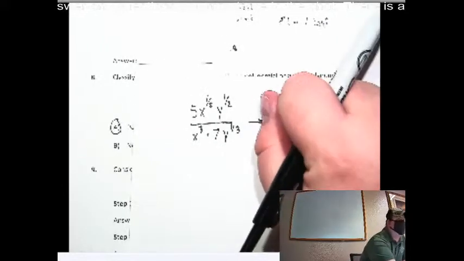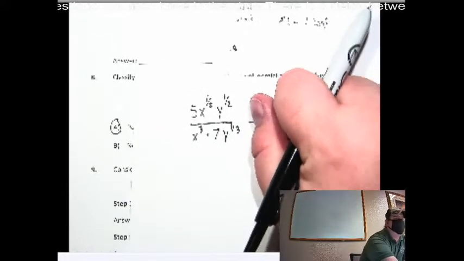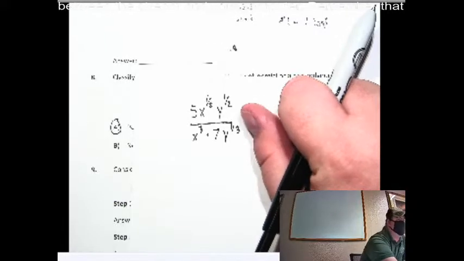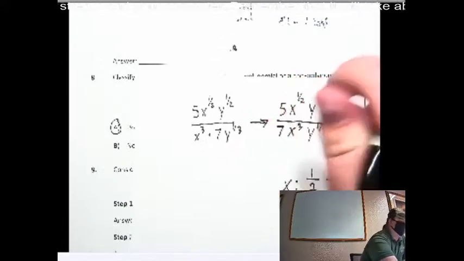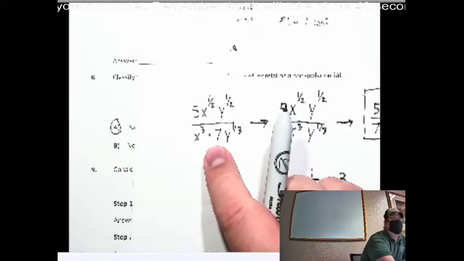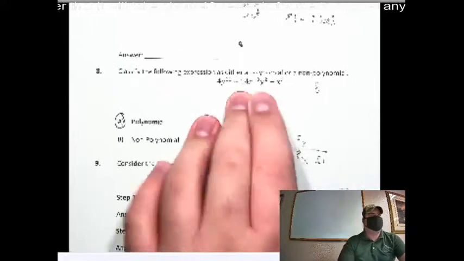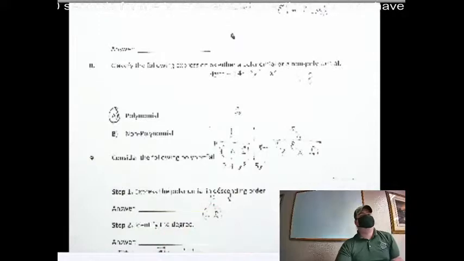Now, looking back at the previous one, would we classify this as a polynomial or non-polynomial? Do we see addition or subtraction? No, neither. So this is a non-polynomial. This is a monomial. This is a polynomial because we have more than one type of term here. Okay.